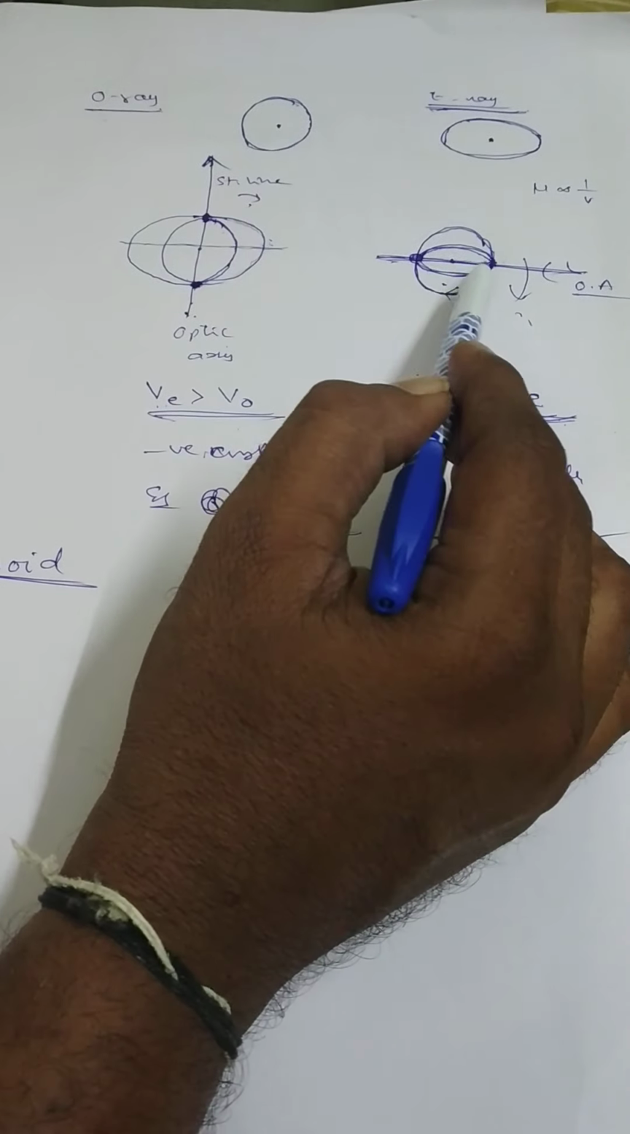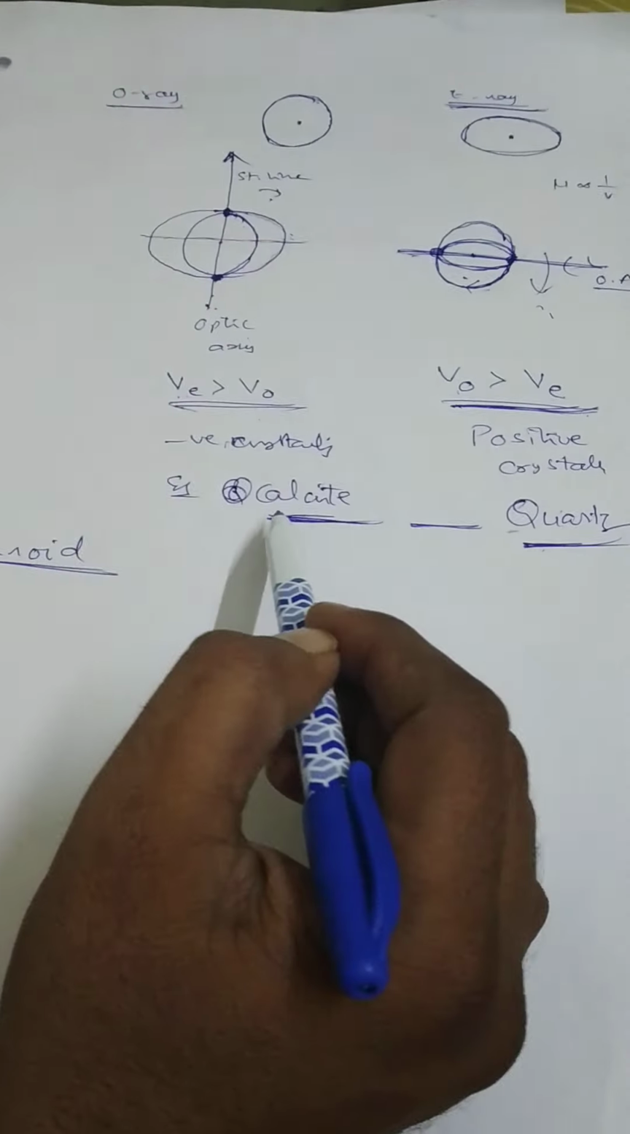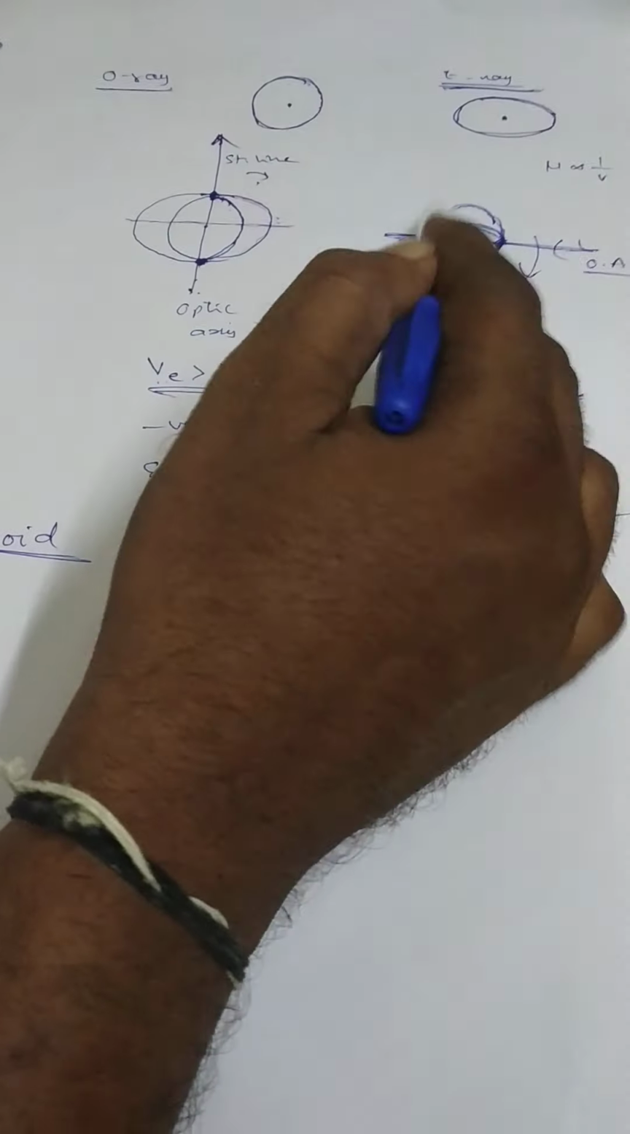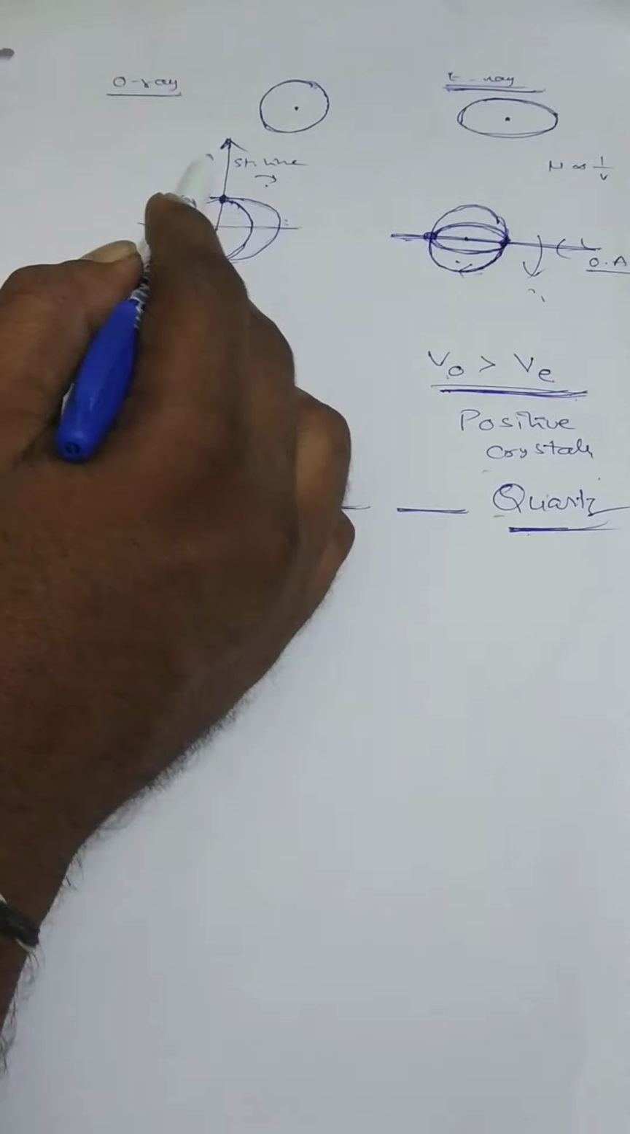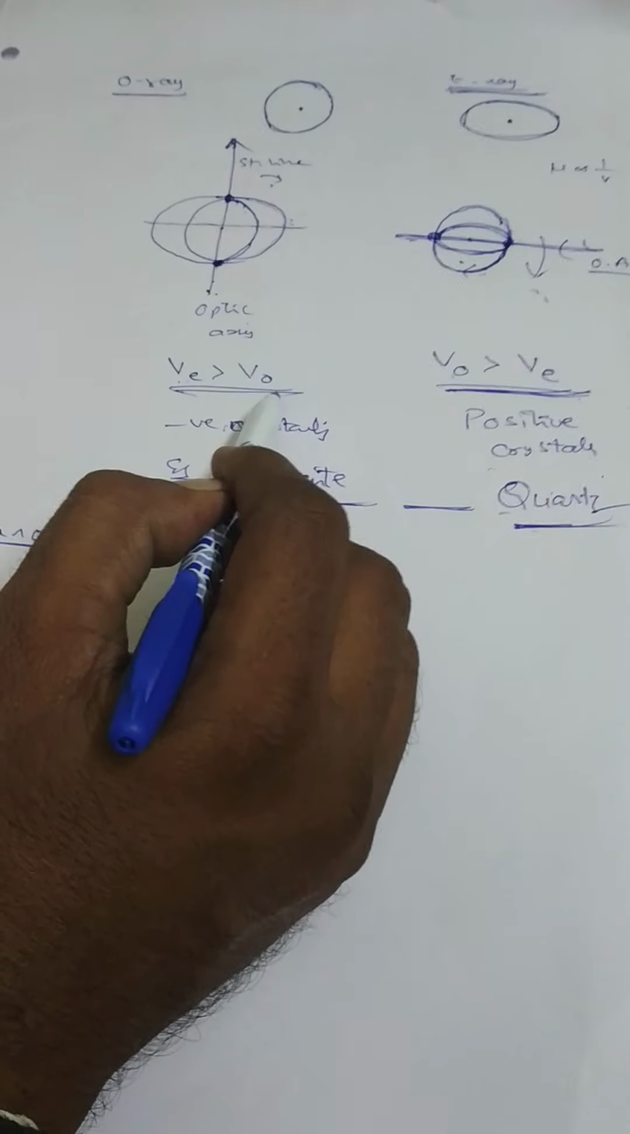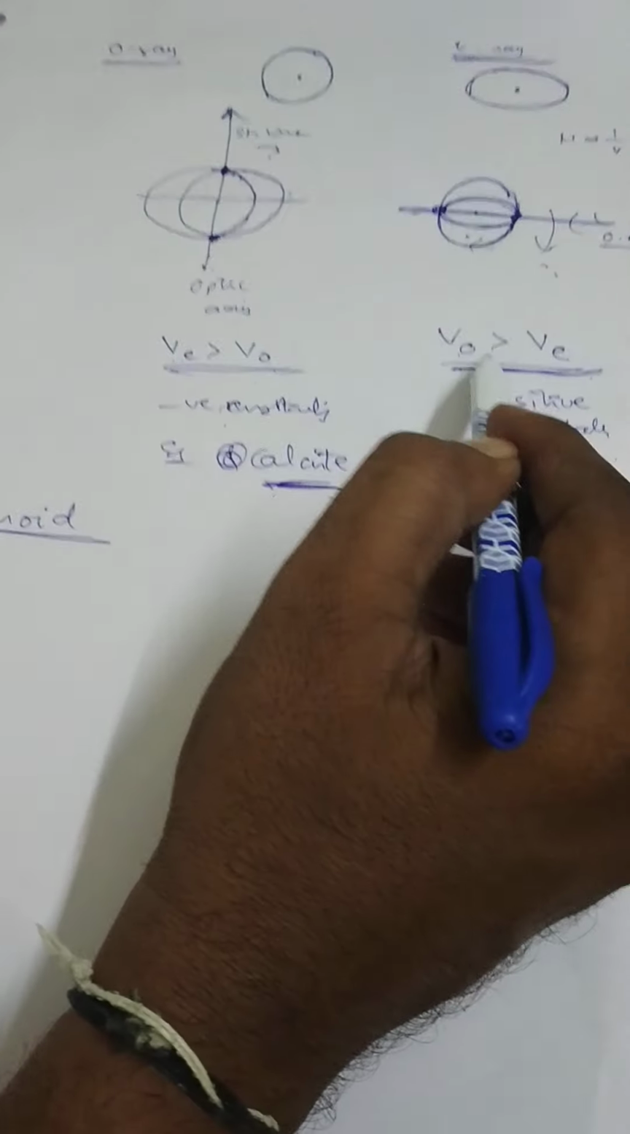The sphere lies within the ellipse in case of negative crystals. The ellipse lies within the sphere in case of positive crystals. Along the direction perpendicular to the optic axis, VE is greater than V0 in case of negative crystals, and V0 is greater than VE for positive crystals.